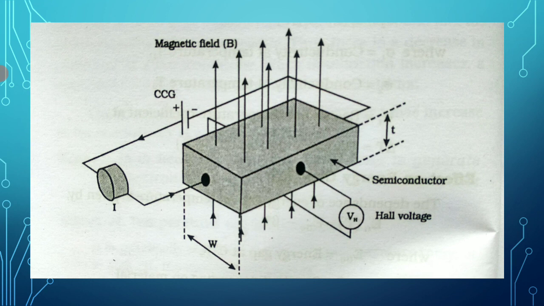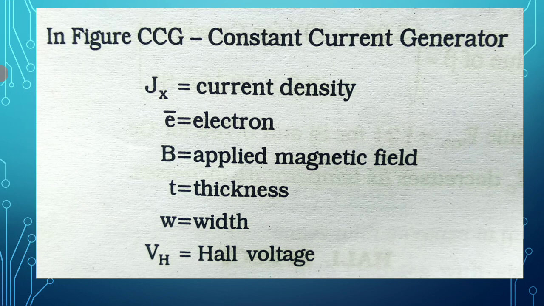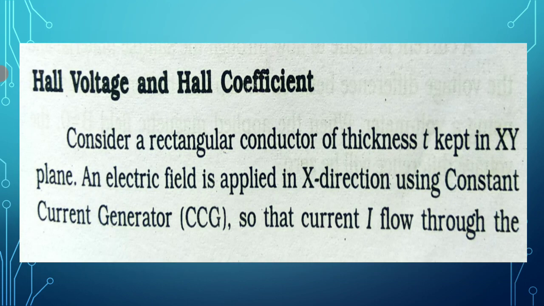Small t is the thickness of the specimen. B is the magnetic field applied, and I is the strength of the current which is flowing through the semiconductor. Vh is the Hall voltage and W is the width of the semiconductor. Jx is the current density, e is the electron charge, B is the applied magnetic field, t is thickness, W is width, and Vh is the Hall voltage. Hall voltage and Hall coefficient.